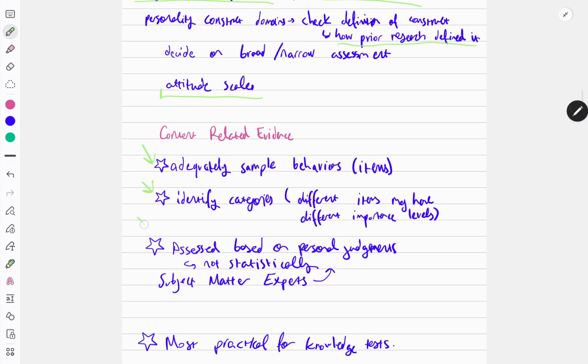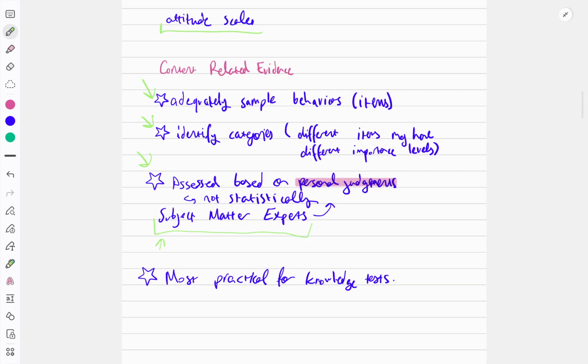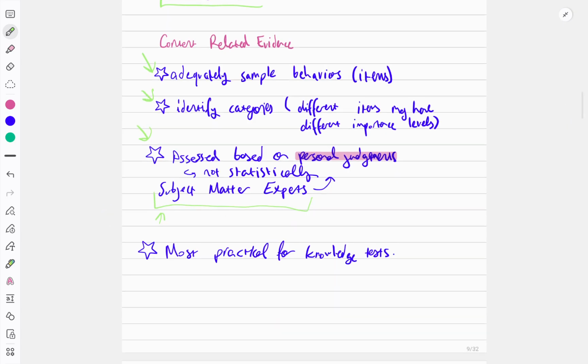The third thing is they should be assessed based on personal judgments, because we cannot really use statistics when we are just deciding if this question is related to what we are trying to measure or not. So it has to be based on personal judgments. But when we use subject matter experts and their opinions, that's when we can make sure that it's as objective as possible. So it's most practical for knowledge tests, especially.